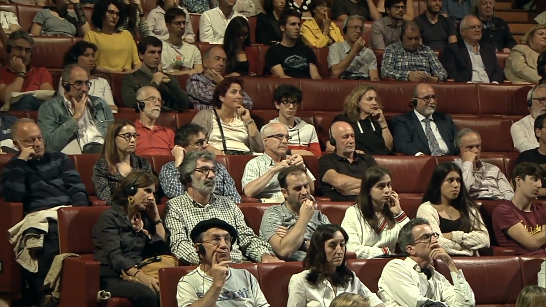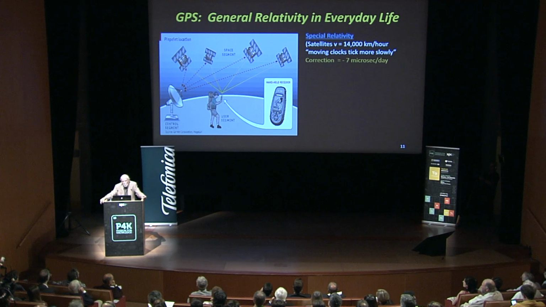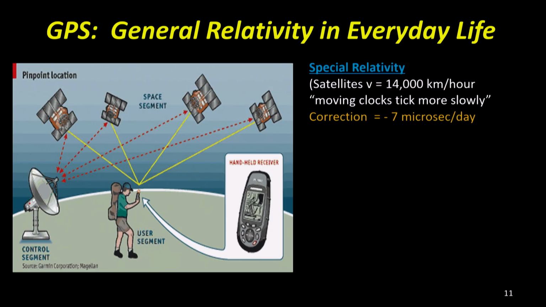But the satellites are going very fast. They're up high, and they're going about 14,000 kilometers an hour. That's fast enough, so they're what we call relativistic, and so you have to make a relativistic correction. When you study physics and you study relativity, there's a saying that goes with it, and that is moving clocks tick more slowly.